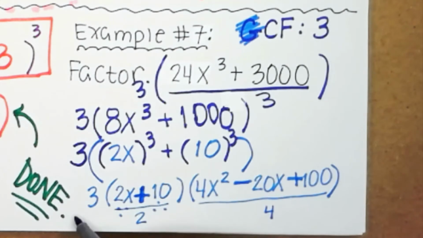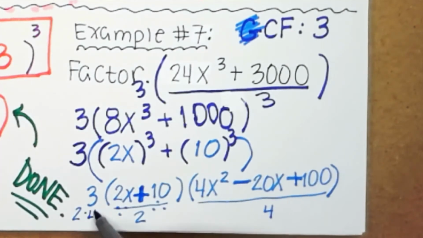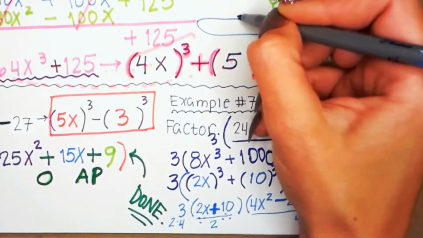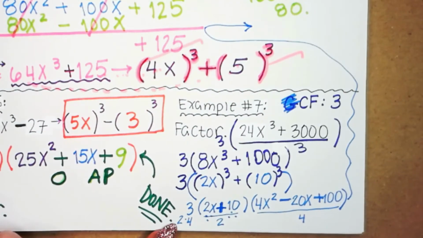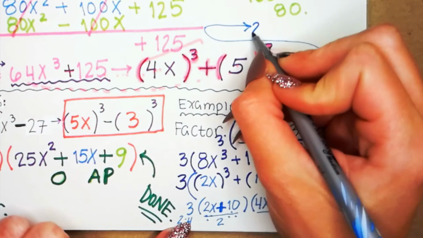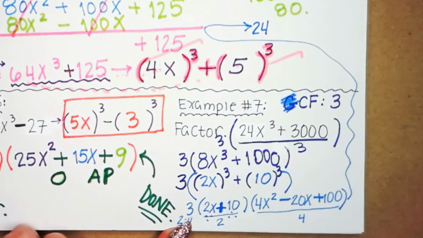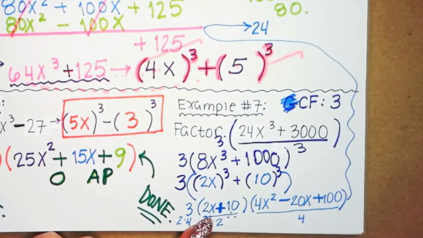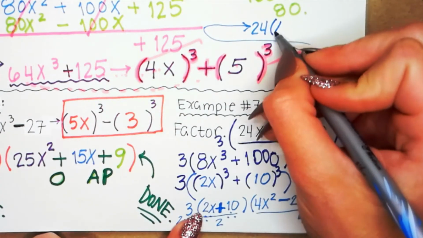Multiply out here by 2 and 4. What will we get for our answer? 3 times 2 is 6 times 4 is 24. 24 could have been my greatest common factor. Pretzel in your head, reduce this guy. Make sure you reduce the 2 with the 2x and the 10.